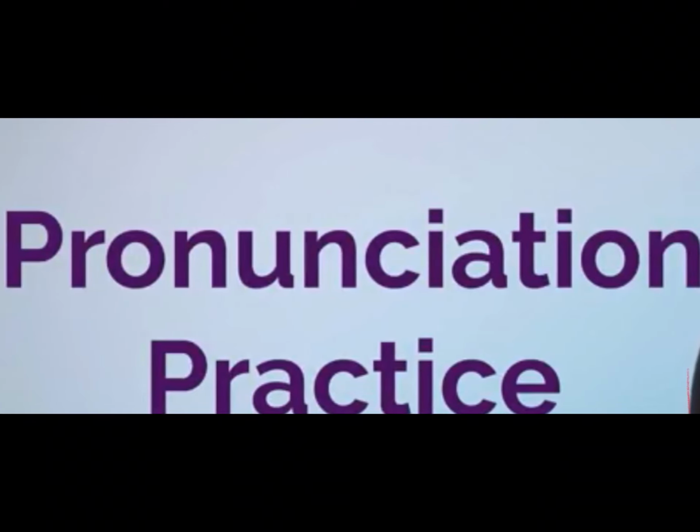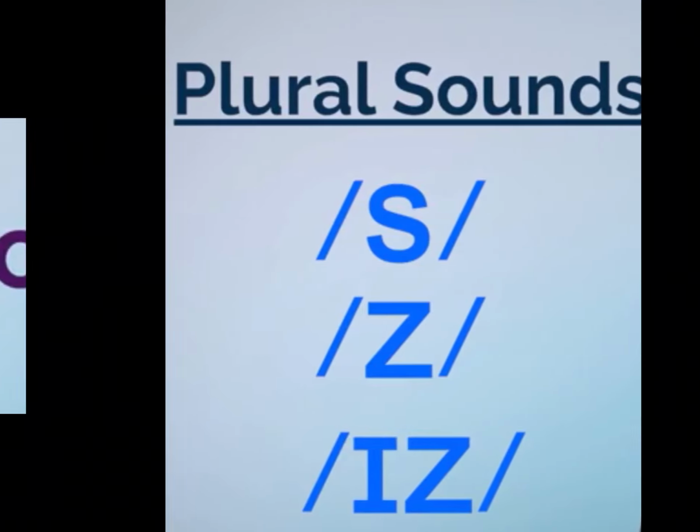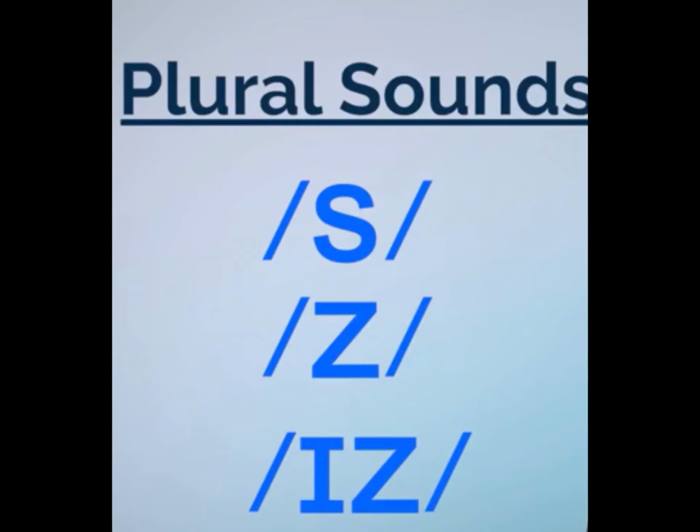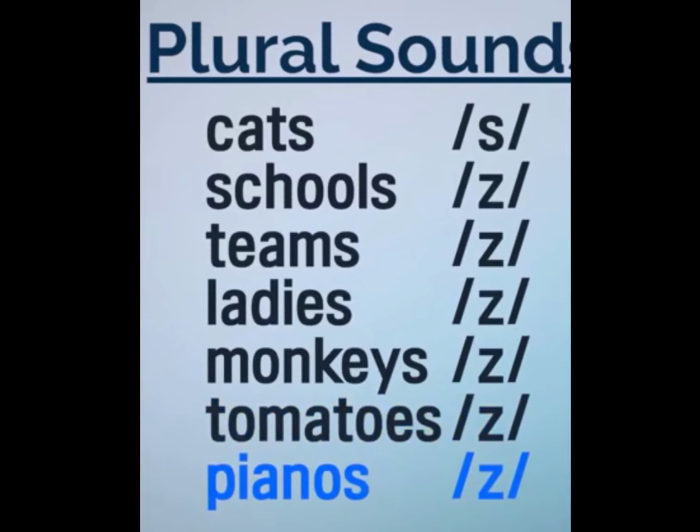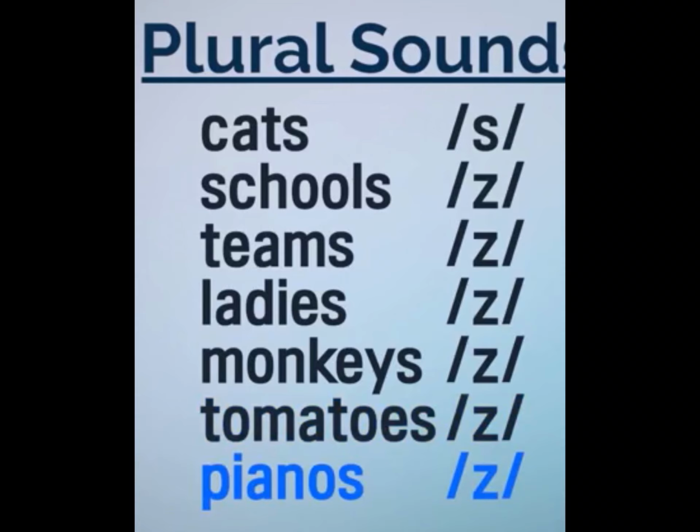Now I want to do some pronunciation practice. We have three different sounds. We have S, and we have Z, and we have IZ. Now let's review some words together and notice what sounds you hear. Okay? Notice what sounds you hear.